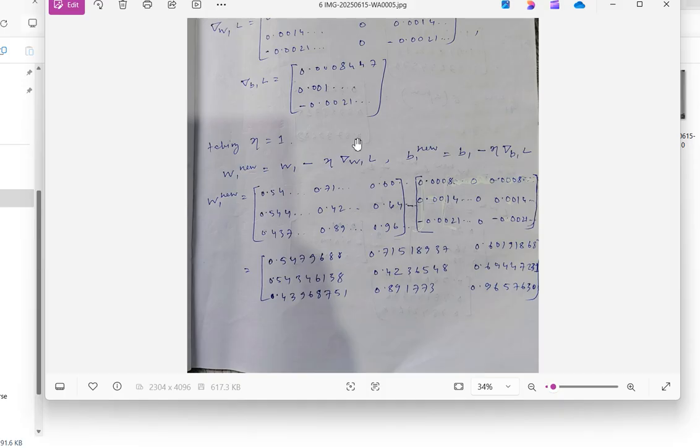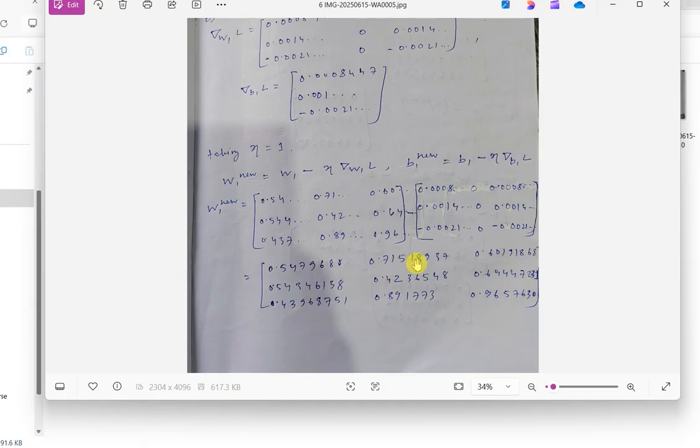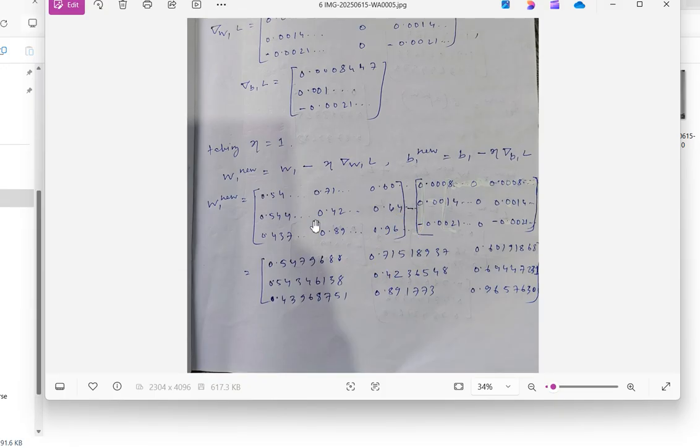Now, if we take eta as 1, the new first weight matrix should be W1 minus eta times gradient of loss with respect to W1, and the new bias term should be B1 minus eta times gradient of loss with respect to B1. And W1 is already given, eta is 1, gradient of loss with respect to W1 we can see in here. And if we use this formula, we will get a 3 by 3 matrix, which will be like this. You can do the calculation by yourself.